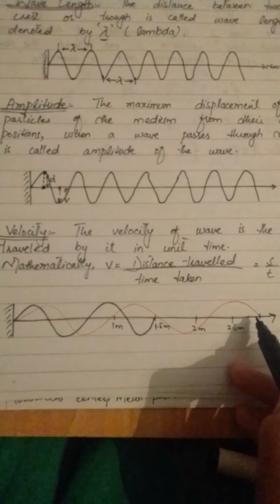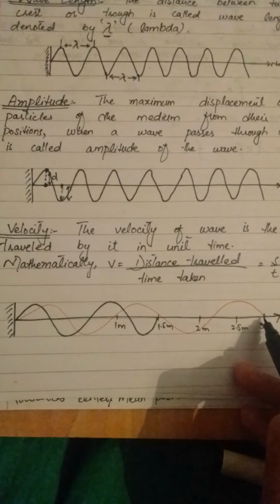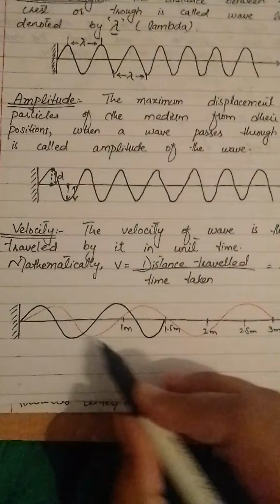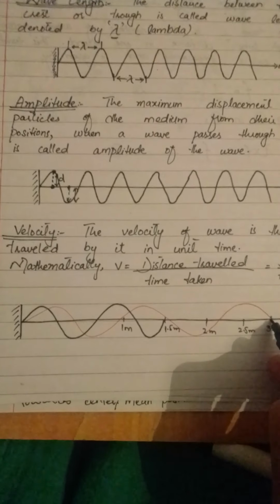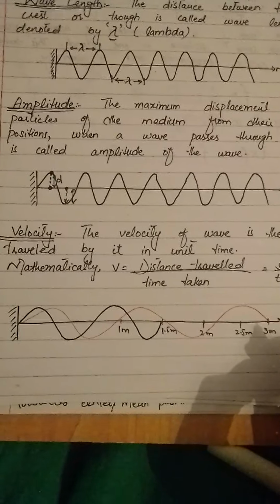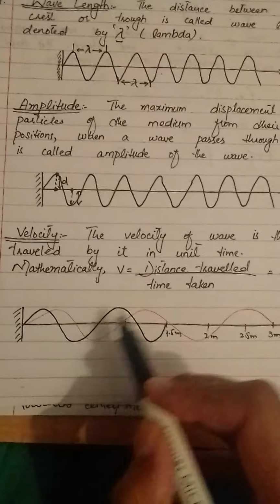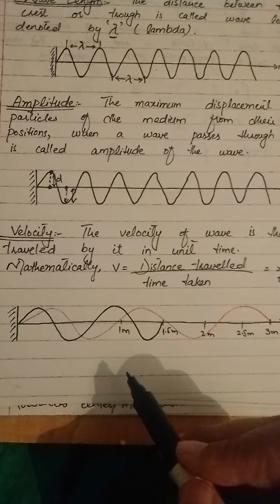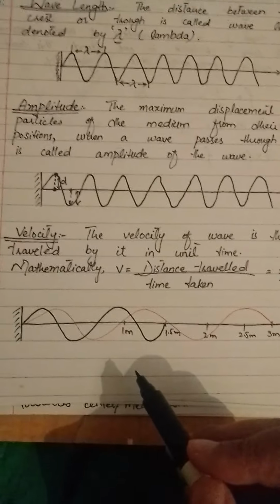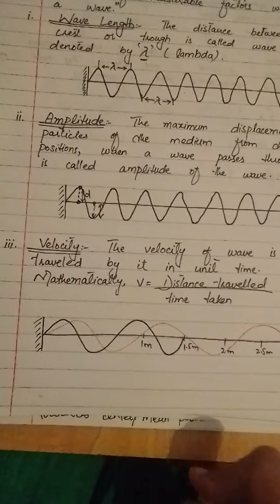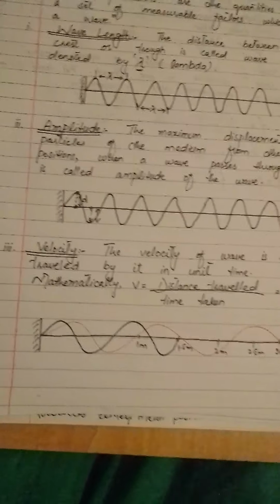So which one has the most velocity? Which one has the highest velocity? Of course, the red one. Red one has the highest velocity because it covers the most distance in unit time. But the black one has less velocity because it travels less distance in unit time. Okay, so this was velocity of the wave.